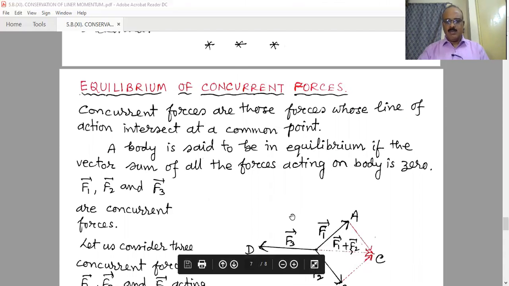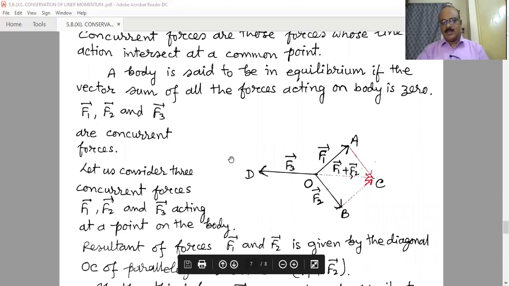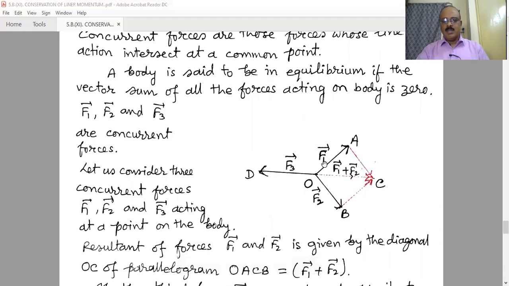Let us say F1, F2 and F3 are three concurrent forces here, and the resultant is 0. That means the object is in equilibrium. If it is at rest, it will remain at rest, or if it is in motion, it will remain in uniform motion. That means there will be no change of velocity, there will be no acceleration.